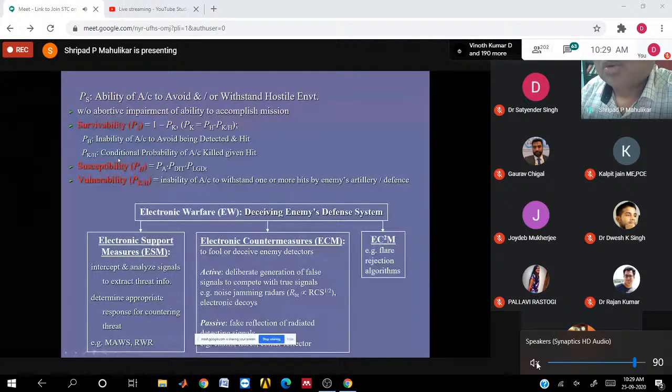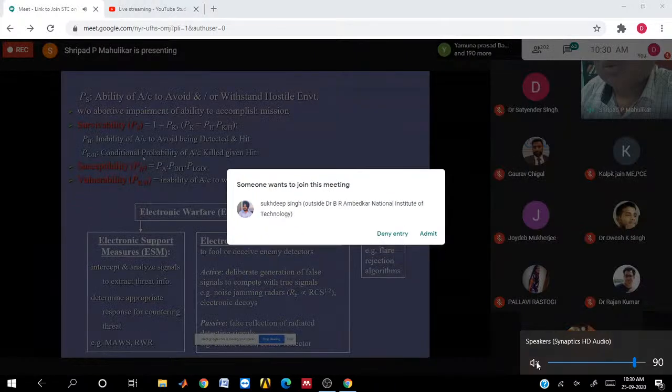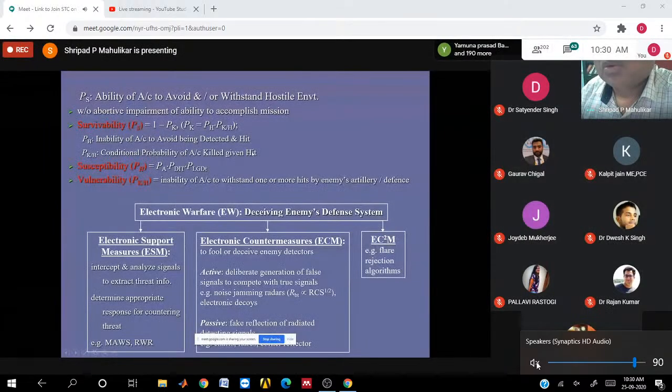Vulnerability reduction is achieved by having redundant features or shielding mission critical components. If I were to briefly touch upon how we reduce the vulnerability of an aircraft, which would mean the aircraft is hit but can still continue with its mission, we need to identify certain mission critical components in an aircraft. One of them I can name is the control surface.